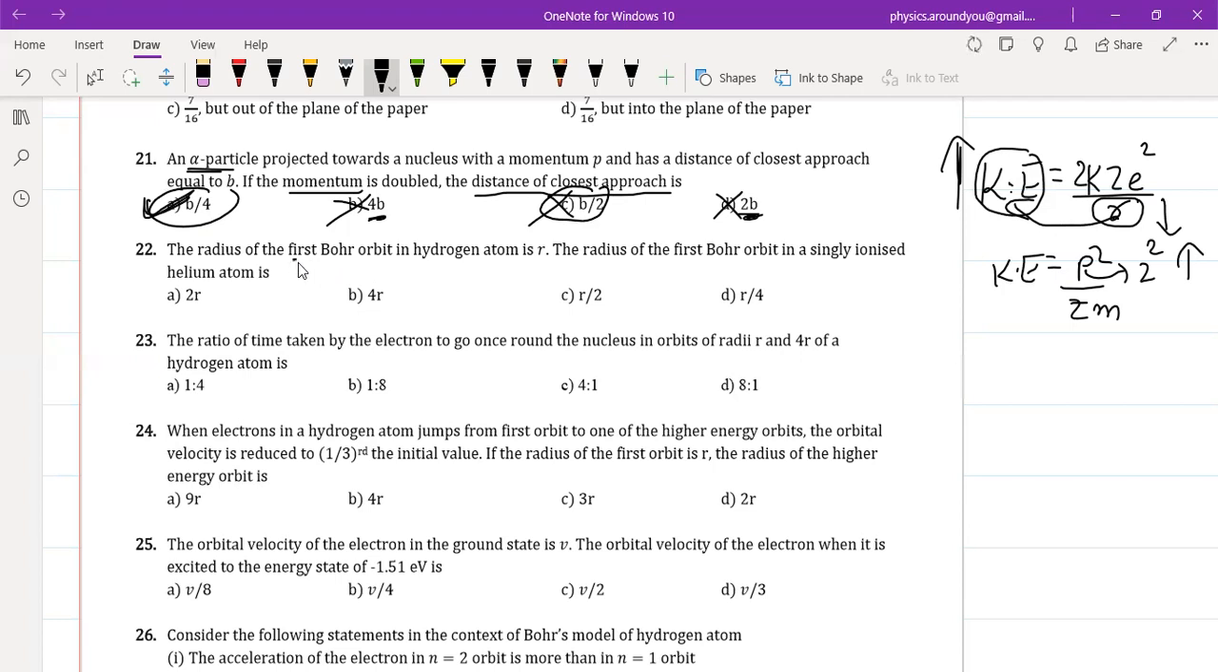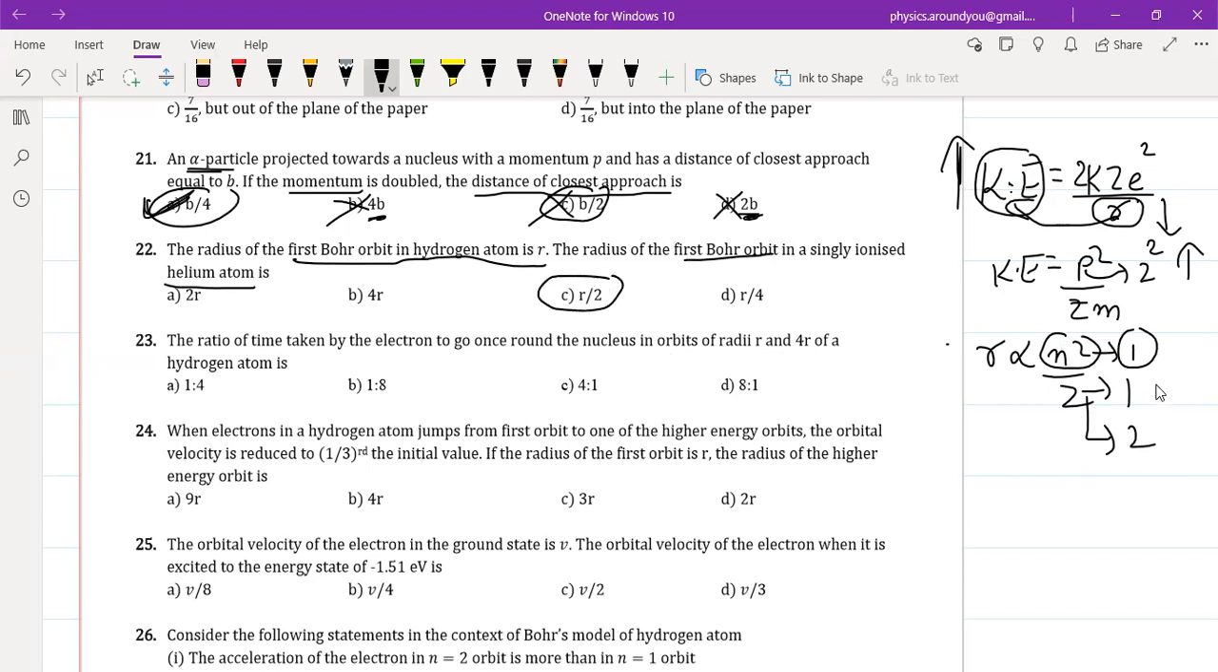Second one, radius of the first Bohr orbit in hydrogen atom is R. Same first Bohr orbit in singly ionized helium atom. We know that R is proportional to n square by Z. For both atoms, n's value is 1. But Z for hydrogen is 1, whereas for helium it is 2. So the radius of the singly ionized helium atom would be R by 2, because if Z increases, R decreases for a given value of n. So it should be R by 2.